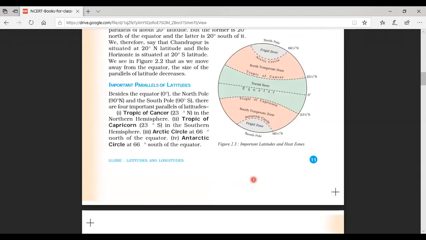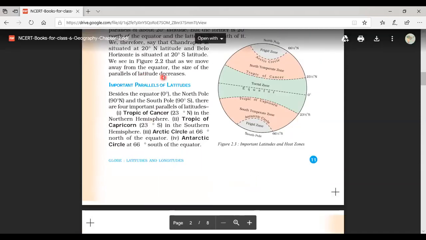Let's move forward to the important parallels of latitude. I want to show you an image regarding this, the important latitudes of the heat zones. First I'll show you the image and then I'll explain it on the whiteboard. Just a minute.